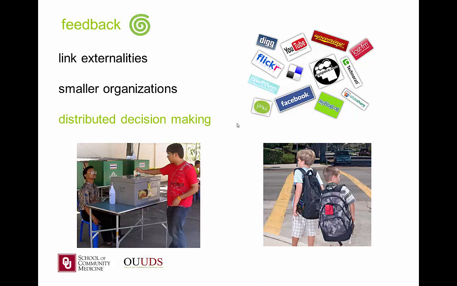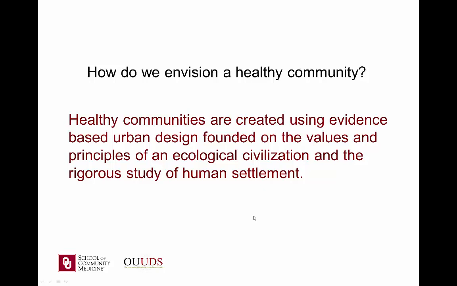We need to utilize distributed decision-making as well, especially for our youth. We need to devise ways so they can independently navigate the environment, become confidently independent, and develop the skills needed for the next generation of civilization. So in summation, how do we envision a healthy community? Healthy communities are created using evidence-based urban design founded on the values and principles of an ecological civilization and the rigorous study of human settlement.